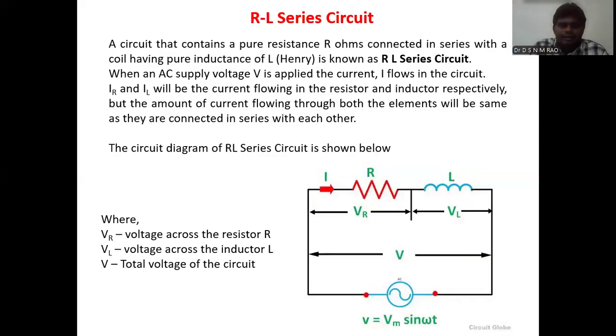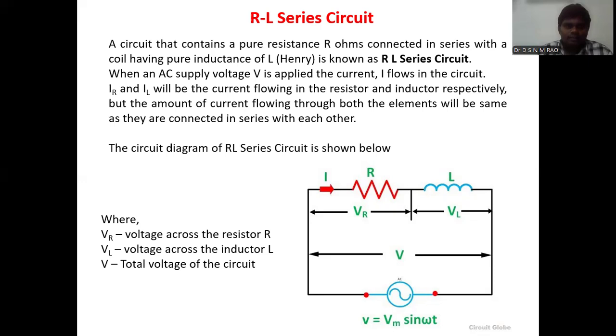Dear students, in this lecture, we will discuss the analysis of a series RL circuit excited by an AC supply. A circuit that contains a pure resistor connected in series with a coil having a pure inductor, with inductance measured in Henry, is known as an RL series circuit. So, a circuit consisting of a series combination of resistor and inductor is known as an RL series circuit.